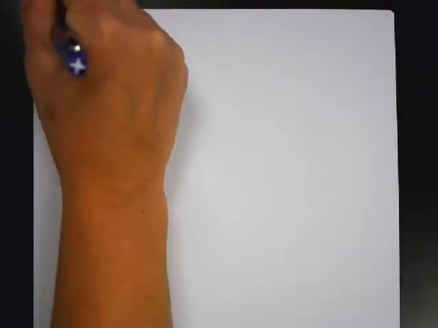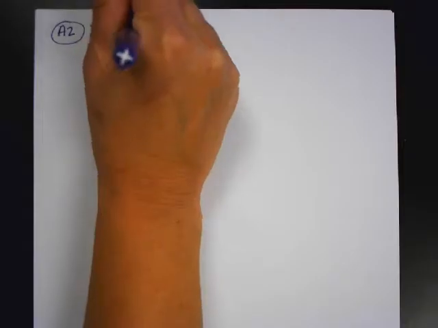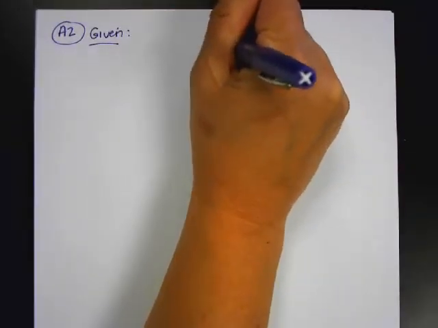All right, so when we do A, we're going to do it out of order because I want to be able to demonstrate using one of the right-hand rules, so we're going to do A2. A2 says if an electron in an electron beam experiences a downward force, so we're going to write our given, we're going to write our find, just like we do with every other question.